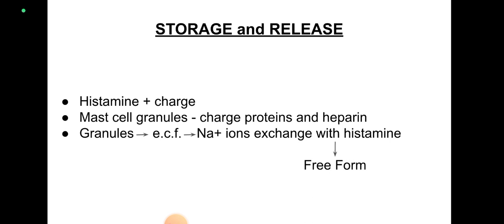Storage and release of histamine is mostly in mast cell granules. As you know, histamine is a positively charged molecule. It is stored in mast cell granules where negatively charged proteins and heparin are present. When it comes to the release of histamine, granules are released into extracellular fluid where there is an exchange of Na ions with histamine, and histamine is released in its free form.